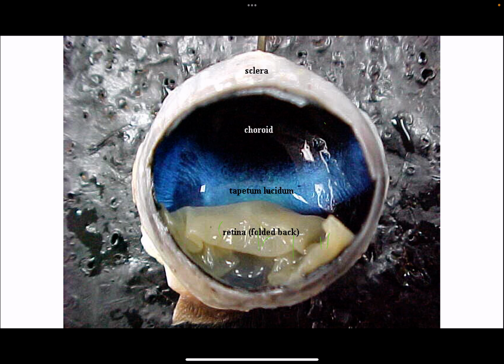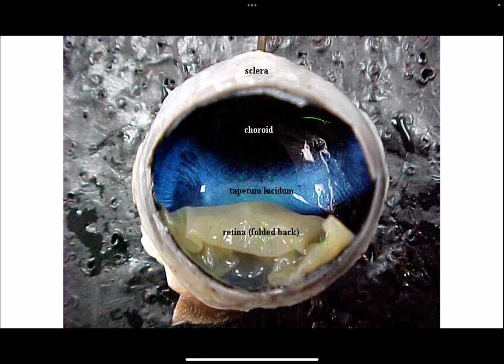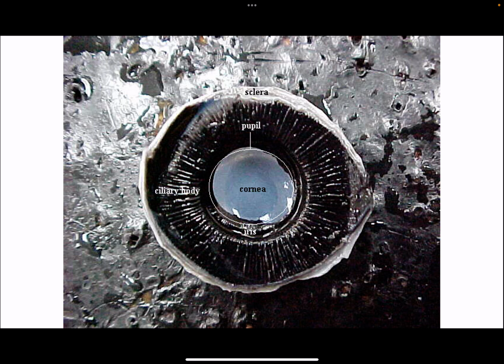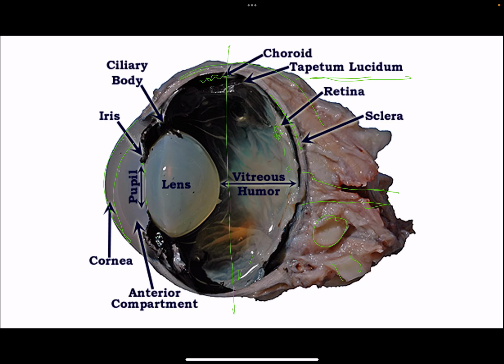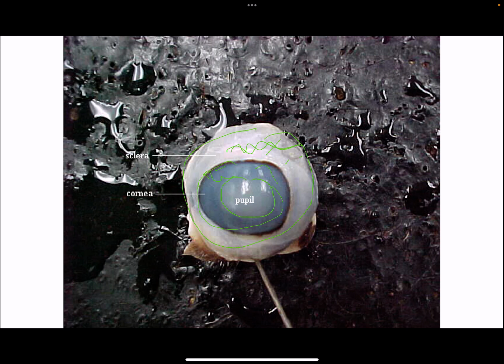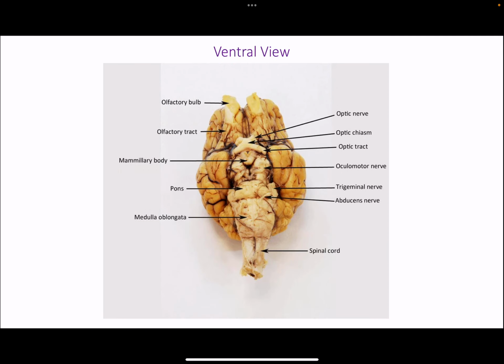Then choroid, then sclera. So here is why I'm showing the brain. Like we said, the optic nerve is coming out from the posterior structure of the eye. So I want to look at that. Here it's coming out, and this one comes into the brain. It has to go to the brain to interpret things. So it will come over here.